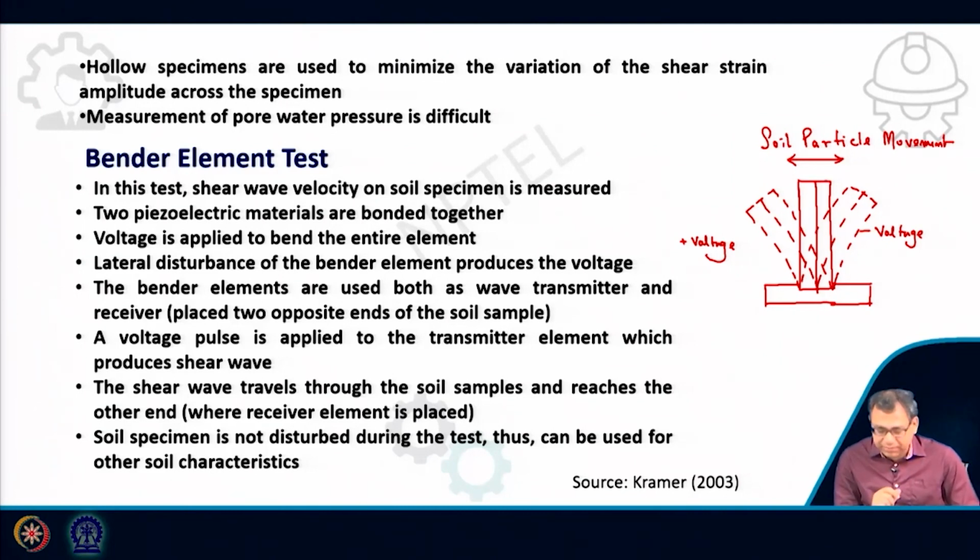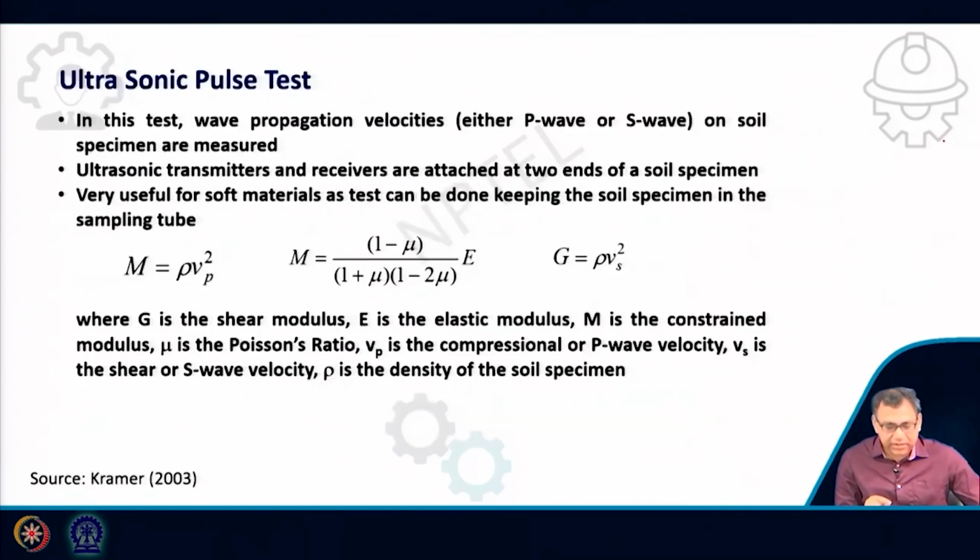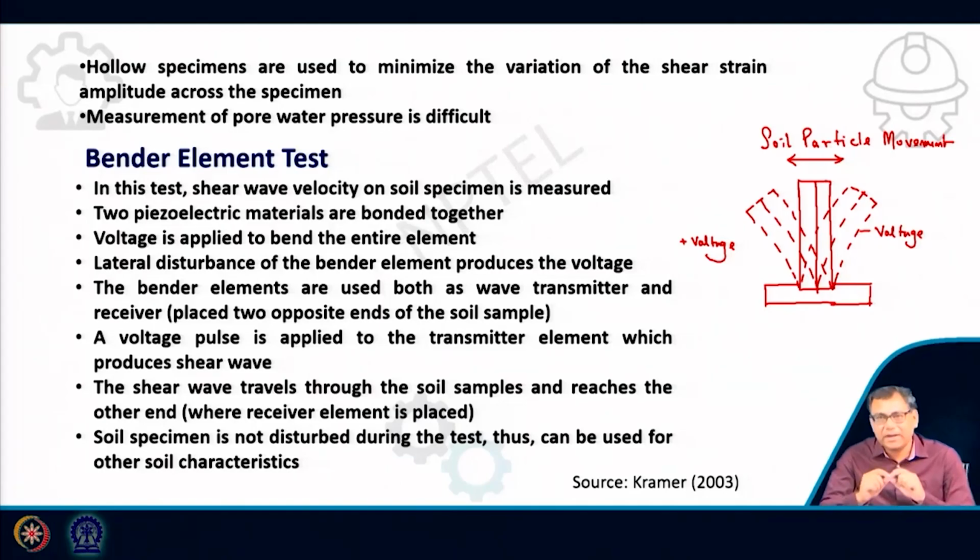Now, the soil sample is not disturbed during the test, thus it can be used for other soil characterization. So on one side the pulse is applied, which is the transmitter element, and the shear wave will be generated. That shear wave will travel through the soil sample and reach the other side, where another element, called the receiver, is placed. So another pulse will be generated. We will note down the travel time of the shear wave.